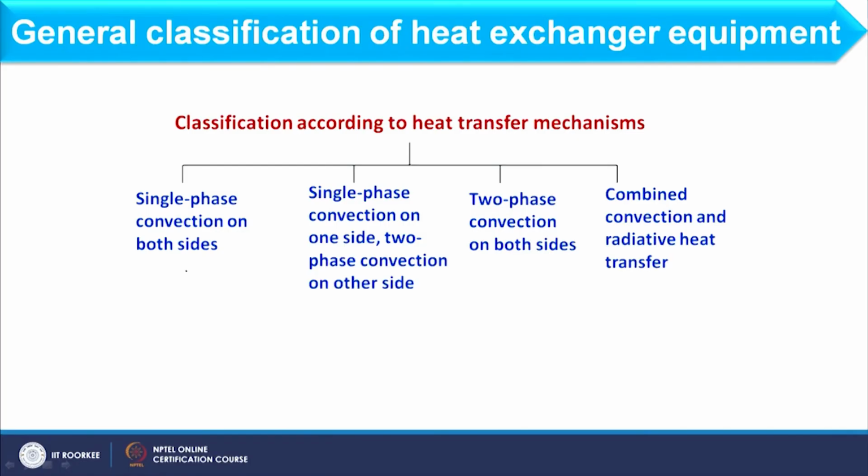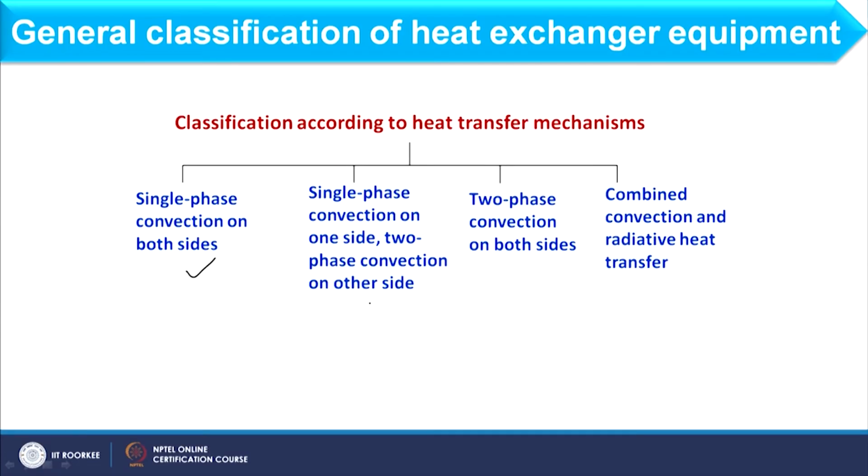And now we will have the classification based on heat transfer mechanism. Here we have 4 classifications. First is single phase convection on both sides. When I am transferring heat between liquid and liquid, convection occurs in one fluid and in the second fluid also. So single phase will remain there, and heat transfer will occur through convection. You can consider a normal shell and tube heat exchanger when I am transferring sensible heat.